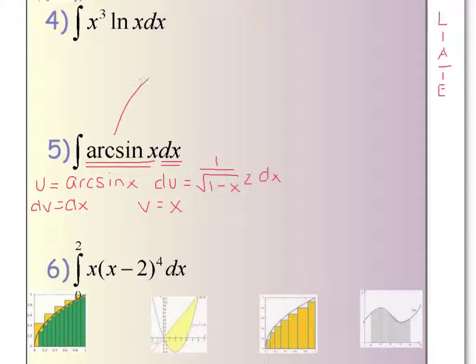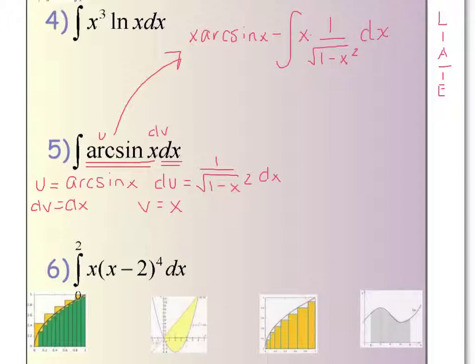So this integral, and I'm going to use this space up here since I'm running low on room here, this integral, which is u dv, is equal to, again, say it with me now, uv, which is x arcsine of x, minus the integral of v du. Oh goodness, look what we get. x times 1 over the square root of 1 minus x squared. Ick. What are we going to do with this thing?